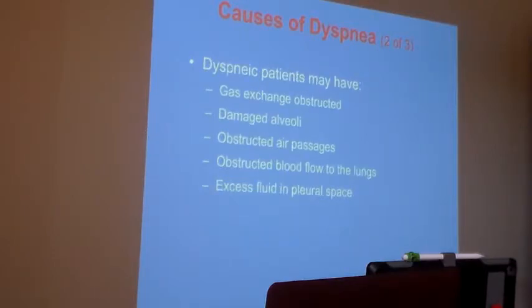Some of the others may have a gas exchange obstruction. In other words, gas is not being moved from the lungs into the bloodstream like it should. That the alveoli either have atelectasis or are damaged because of chemicals. Also, that they may have obstructed airway passages. That could be a big reason, and that could be because of mucus. That could be because of several reasons. Okay, this happens a lot in your bronchiolitis, bronchitis, pneumonias, obstructed blood flow to the lungs. In other words, again, a pulmonary embolism.